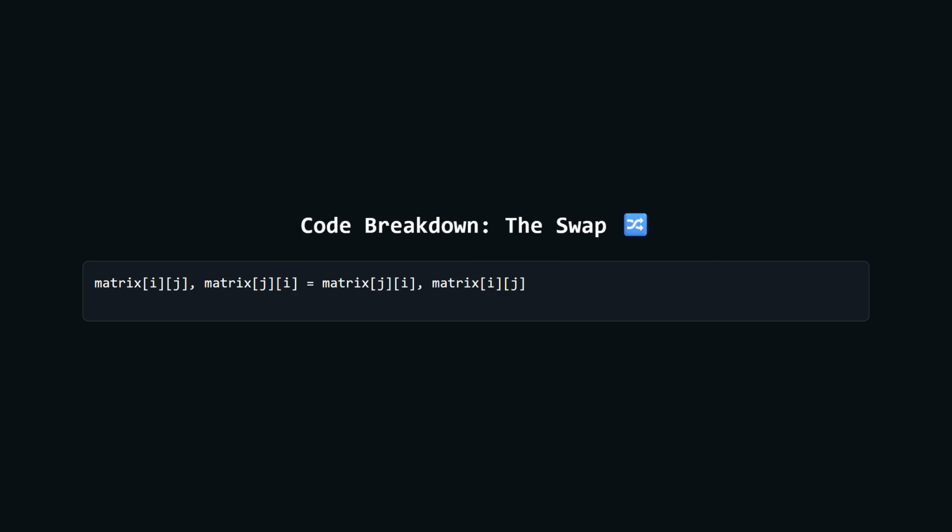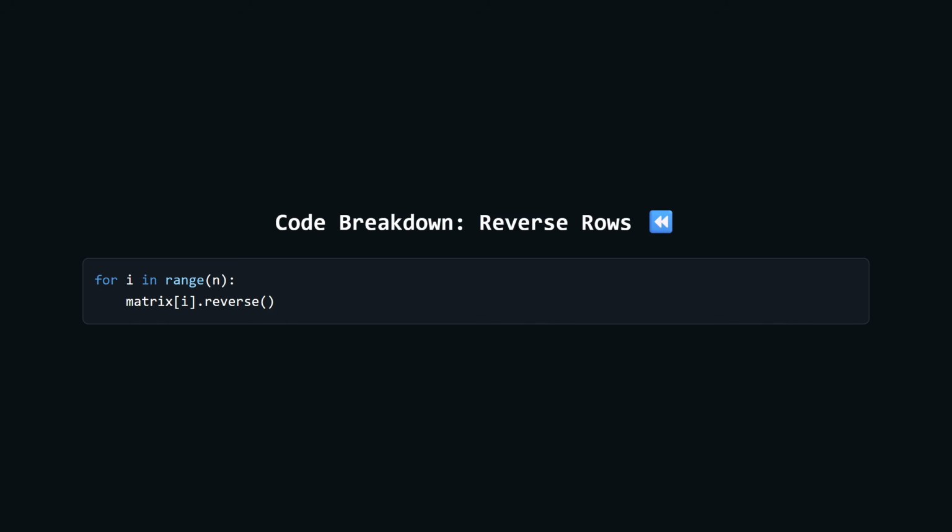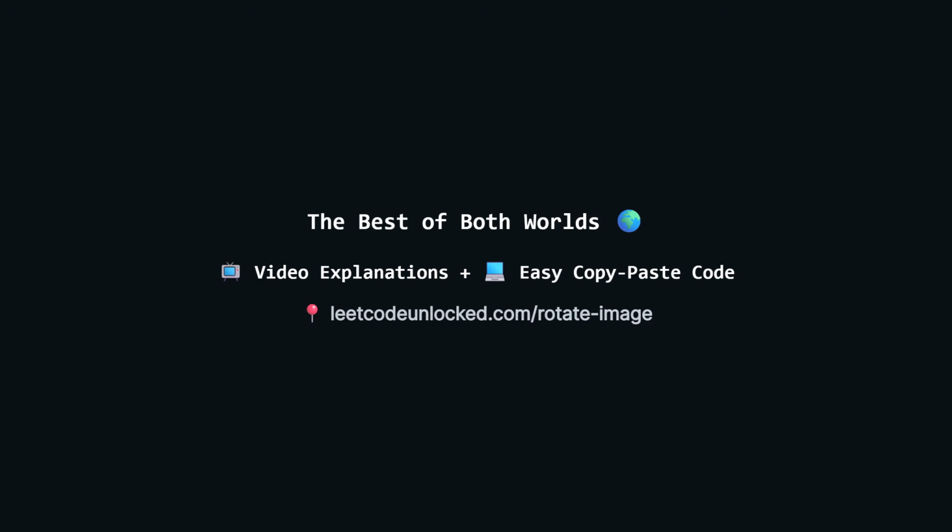And here is the actual flip. Python lets us swap 2 values in one line. We are just taking the item at row i, column j, and trading its place with the item at row j, column i. Finally, step 2. We do one more simple loop through the rows. For every row, we just call the built-in reverse function. If you're using a language without a built-in reverse, you would just use a simple 2-pointer swap from the left and right edges.